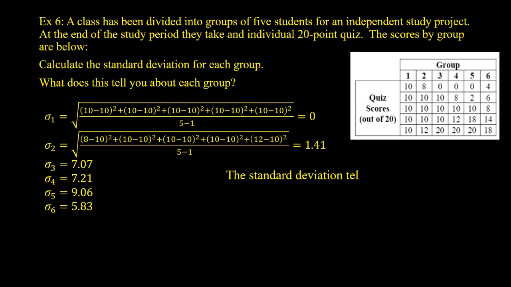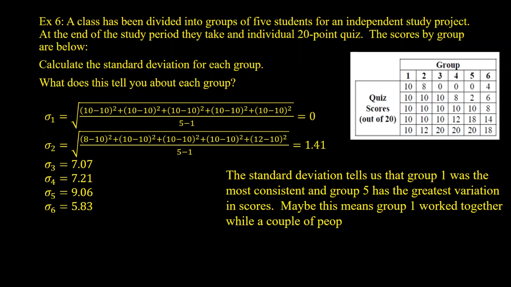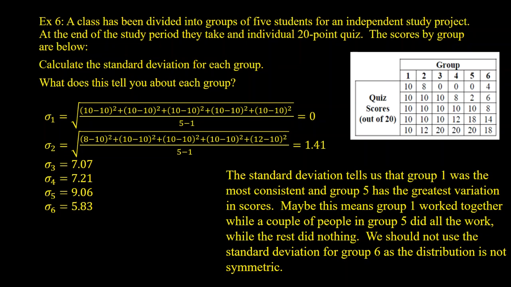The standard deviation tells us that group 1 was the most consistent, and group 5 has the greatest variation in scores. Maybe this means group 1 worked together, while a couple of people in group 5 did all the work, while the rest did nothing. We should not use the standard deviation for group 6 as the distribution is not symmetric.